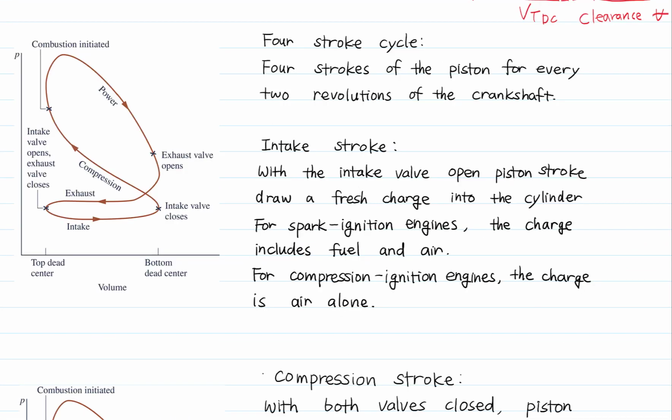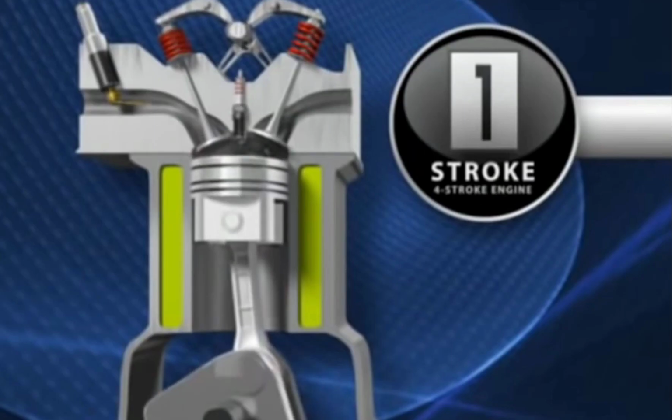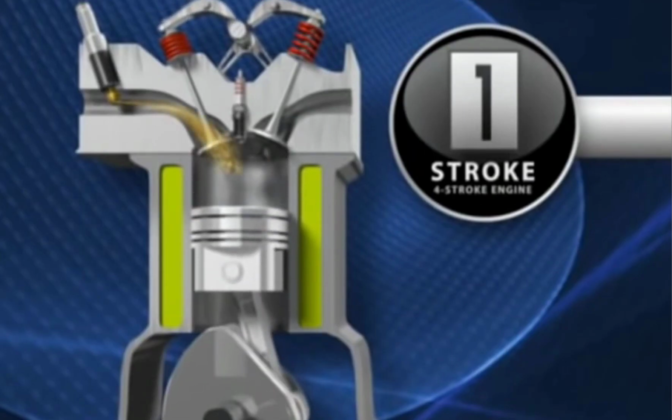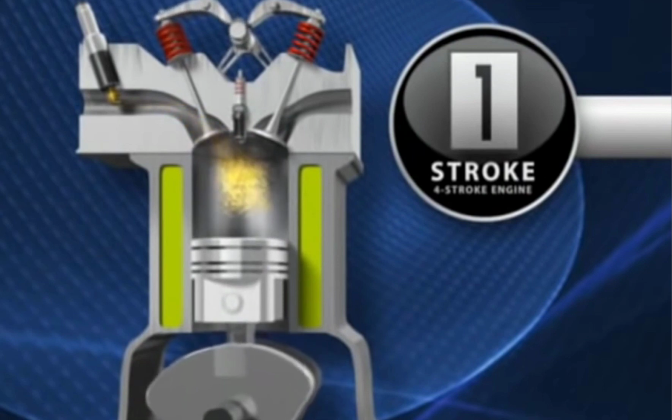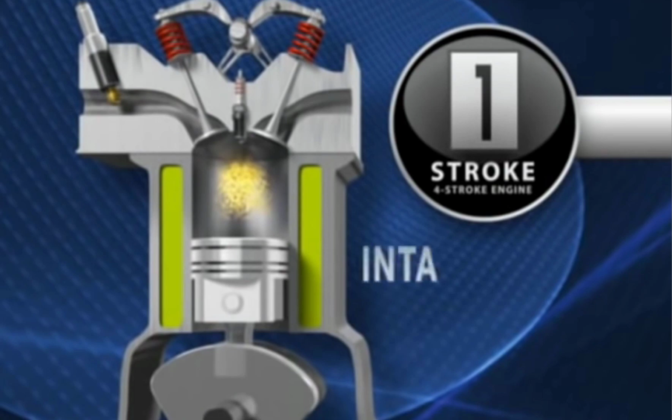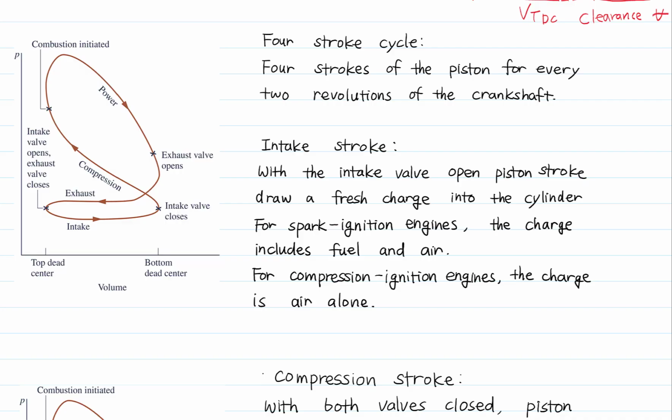Most internal combustion engines are 4-stroke engines. The piston makes 4 strokes in a cycle. The 4 strokes are intake, compression, power, and exhaust strokes. First, intake stroke. The intake valve is open. The piston moves from TDC to BDC. For spark ignition engines, air-fuel mixture enters the piston cylinder device. For compression ignition engines, only air enters the device.